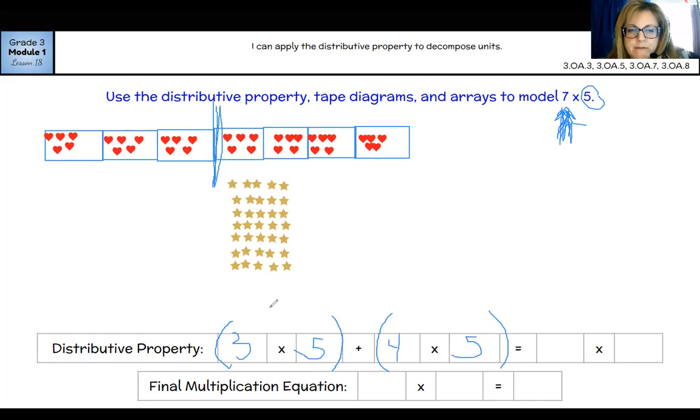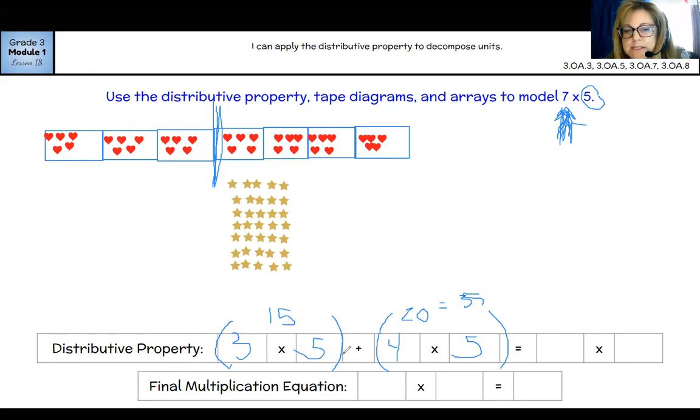So 3 groups of 5 is 15, right? And then 4 groups of 5 is 5, 10, 15, 20. 15 plus this 20 equals 35, right? So that would be equal 35. That'd be our answer. I'm going to put that up here just to remind myself. But they also put this equal here and put another multiplication at the end. So it can be confusing. You have to watch these symbols.